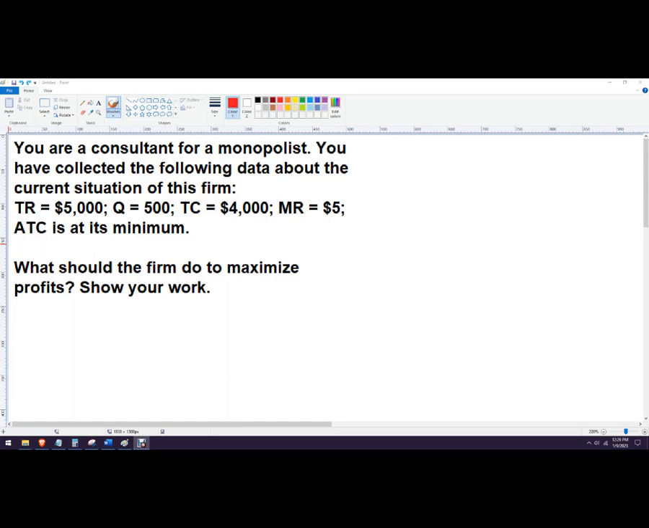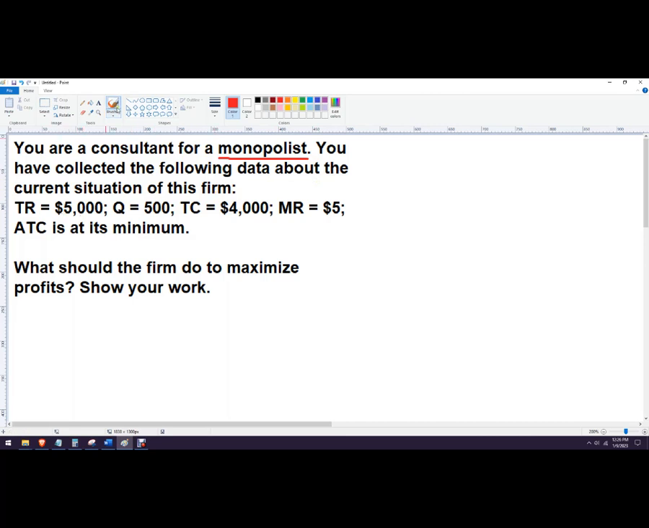We've got an AP practice question for the AP micro exam. Some data, and we're going to think about what this firm should do to maximize profits. It's saying you're a consultant for a monopolist. We use that term a lot on the test. It just means a firm that has some kind of monopoly power, or a firm that doesn't have much competition, so that it has control of the market and is able to pick its own price. Collected the following data from the current situation for this firm.